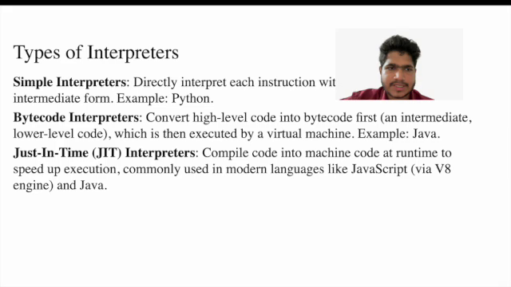Types of interpreters. A simple interpreter directly interprets each instruction without conversion to an intermediate form. Example: Python. A bytecode interpreter converts high-level code into bytecode first, an intermediate lower-level code, which is then executed by a virtual machine. Example: Java. A just-in-time, JIT, interpreter compiles code into machine code at runtime to speed up execution, commonly used in modern languages like JavaScript via the V8 engine, and Java.